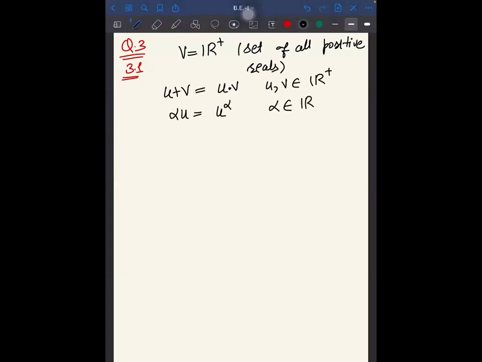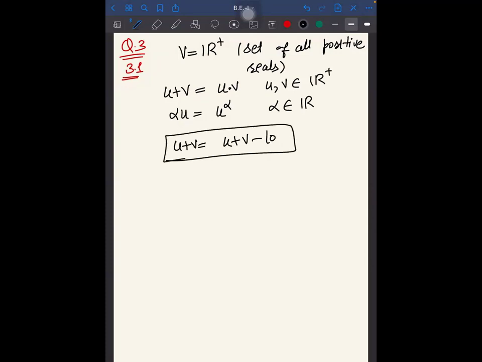Yes, what I'm trying to say is, see, addition doesn't necessarily mean the usual addition, right? So new addition can be defined in this way, or there can be many other additions which can be defined, right? So it can be like this, u plus v minus 10.